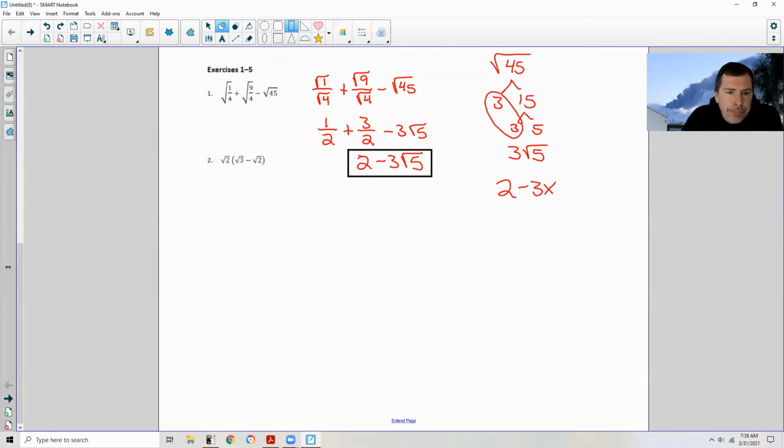All right, number 2. All right, this is the distributive property. We can distribute. A radical 2 times a radical 3 is radical 2 times 3, or radical 6. So this is the square root of 6. Multiply this times this. Don't forget your minus sign. Square root of 2 times the square root of 2 is 2, or the square root of 4. So the answer is square root of 6 minus 2. Okay, nothing more we can do with that. This is our answer.